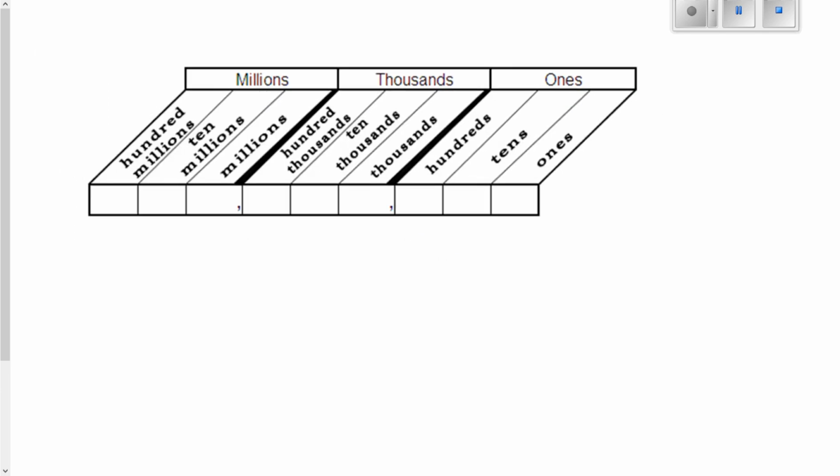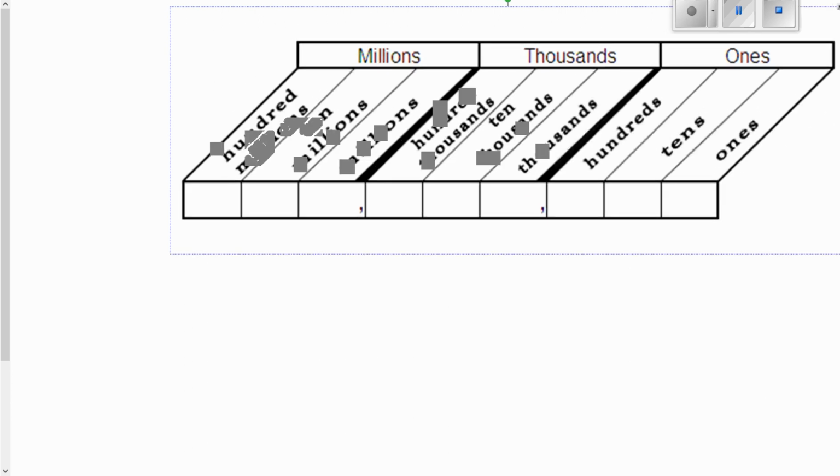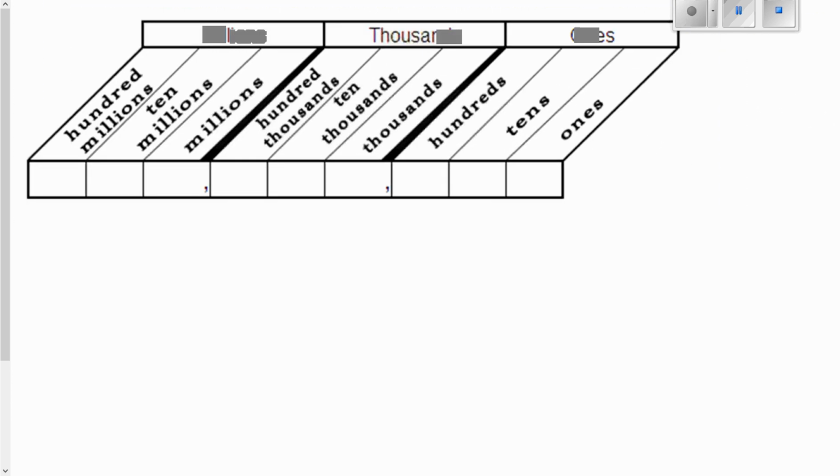So the first thing that we need to do is just review the most fundamental part of the place value chart. And that is this: every number has a value that's based on its place, and each place is 10 times bigger than the place to the right. For example, if I have a 5 here in the ones place, and I move it one place to the left, that number is now worth 50, which is 10 times bigger. So the tens place is 10 times bigger than the ones place.